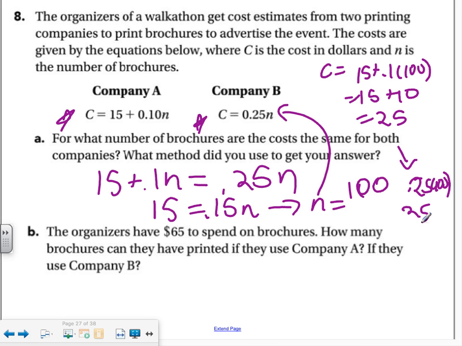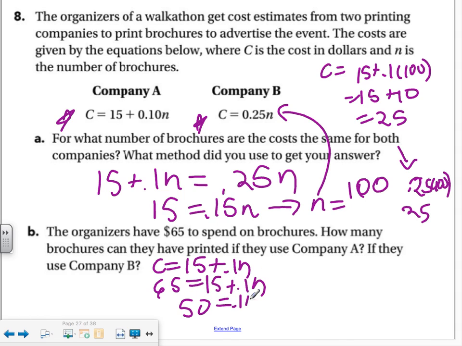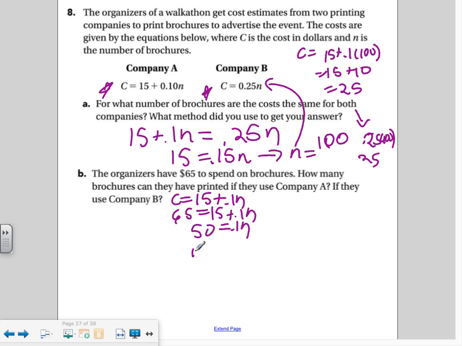So B, if they only have $65 to spend, how many brochures can they print? Well, if they use company A, you want to substitute in 65 for C. So doing that. All right, so solving for n, we get 500. So for company A, they will get 500 brochures if they spent $65.